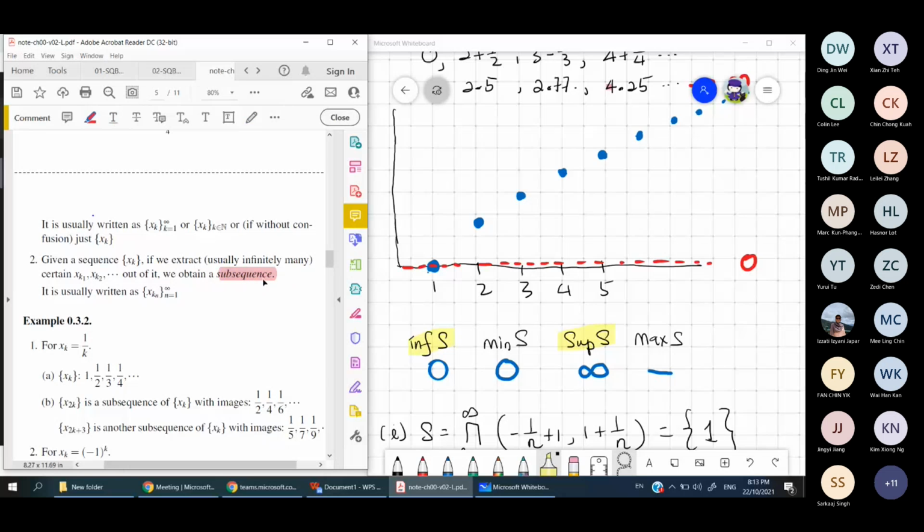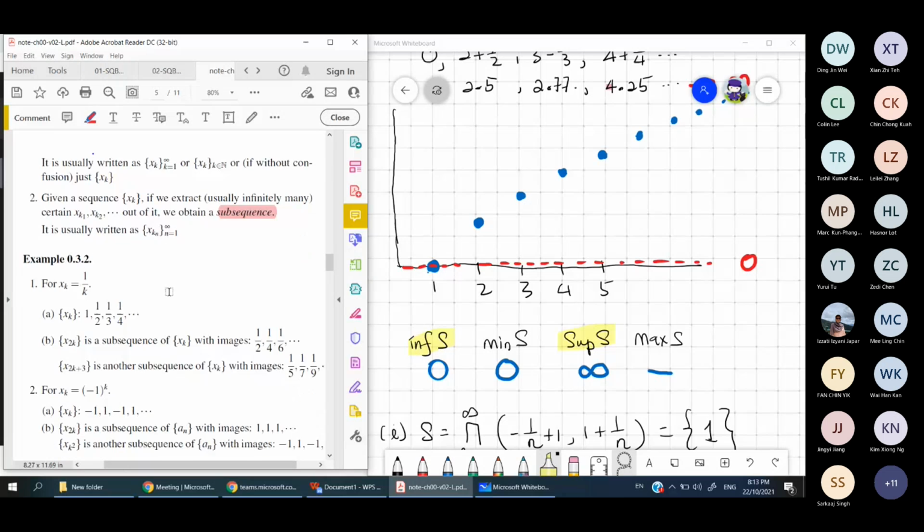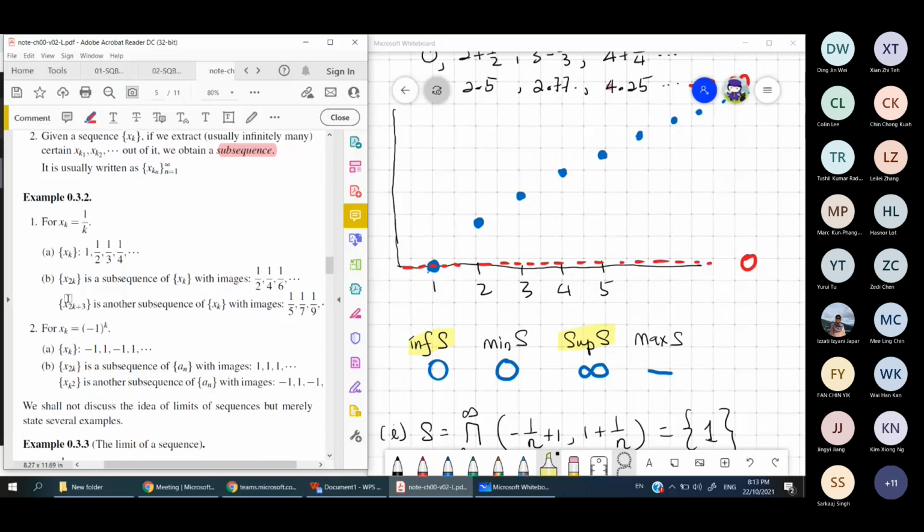Okay, the idea of a subsequence: if we extract part of the sequence, then it will be a subsequence. So we can look at the examples here. We can consider x_k as 1 over k. So the actual sequence will be 1, 1 over 2, 1 over 3, 1 over 4, like our example just now.